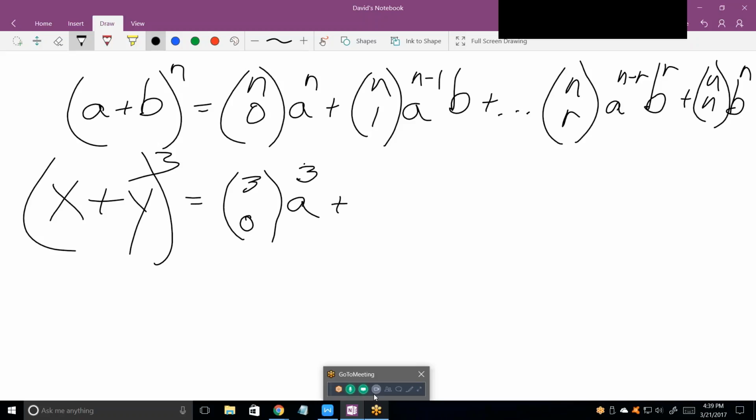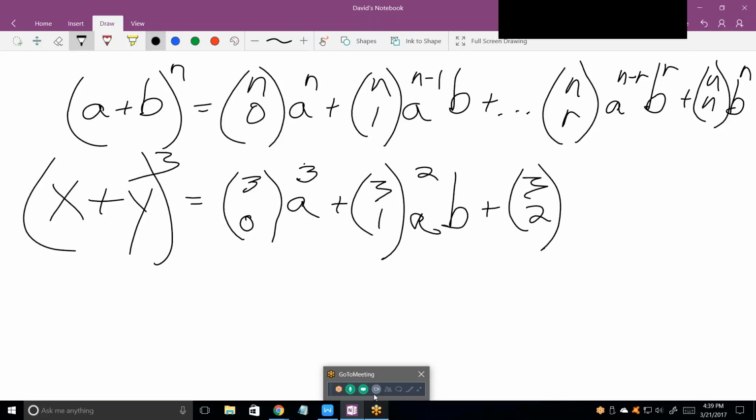Plus 3 choose 1, a to the second times b, plus 3 choose 2, a to the first, b to the second, plus 3 choose 3. Excuse me, I didn't write that right. That's the last coefficient. So the a is to the 0th power and the b is to the 3rd.